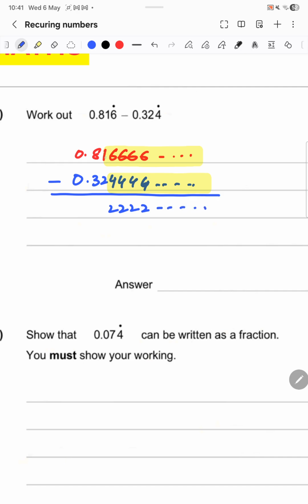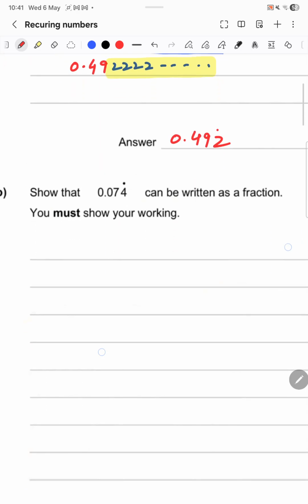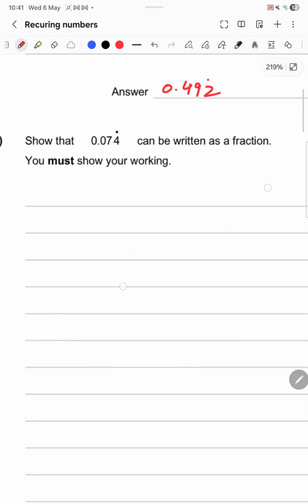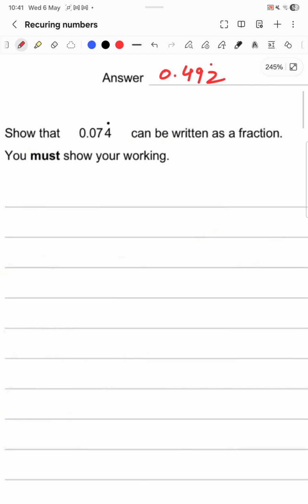From here you can't take away 2 from 1, so you need to borrow 1 from 8, so you're left with 7 here and 11 here. So 11 take away 2 is 9, and 7 take away 3 is 4, and 0.0. So the new number will be, you can see after taking away, the 2 is repeating infinitely many times, so the answer would be 0.492 recurring.